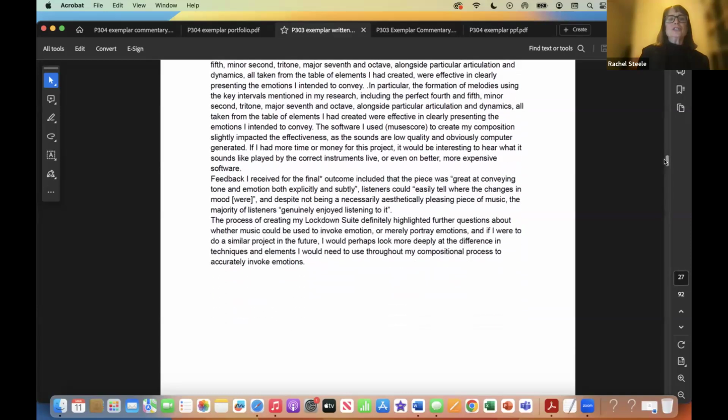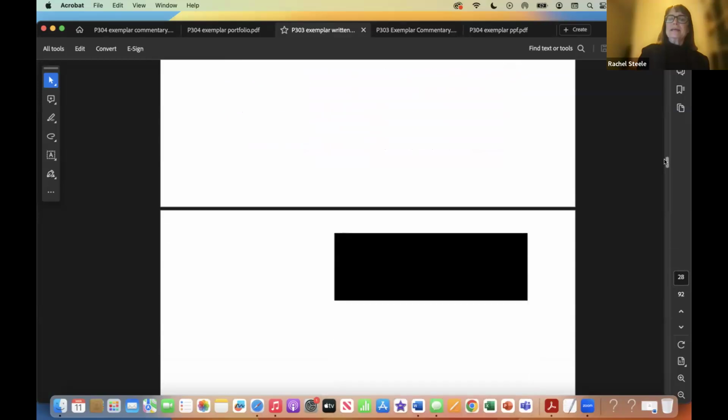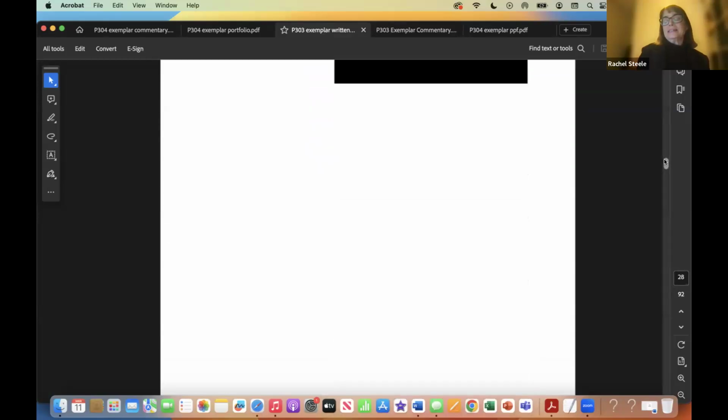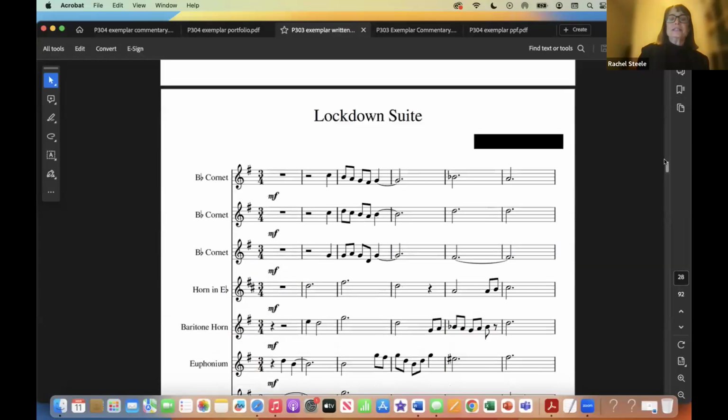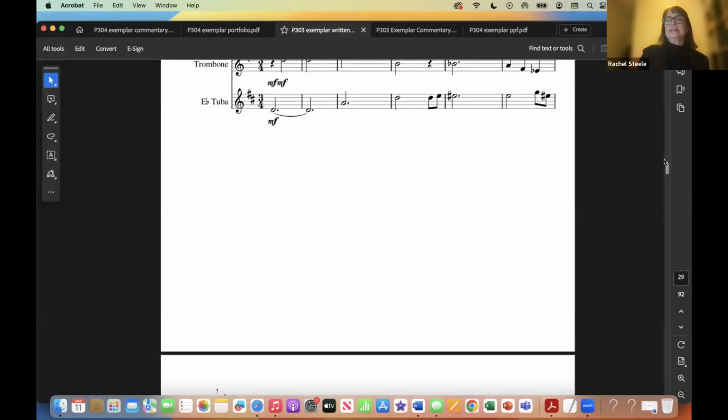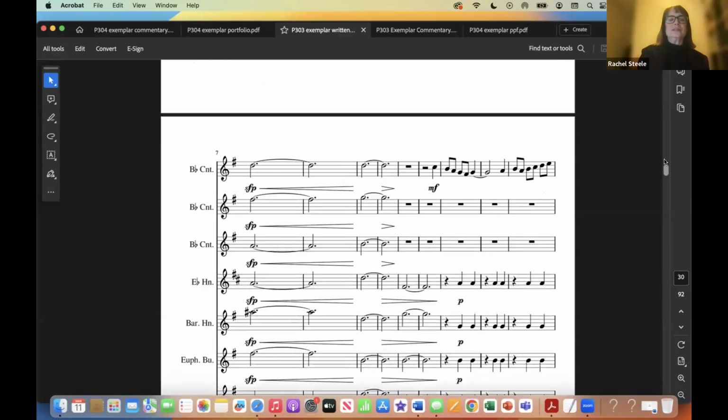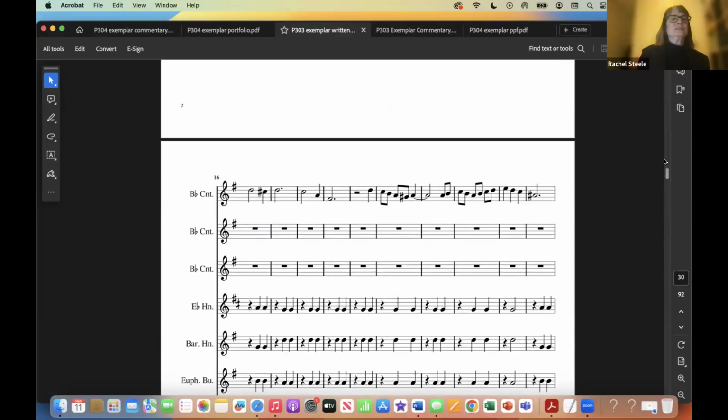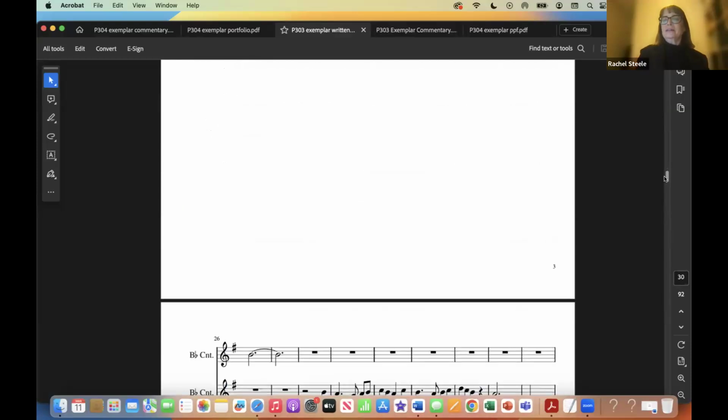We have a conclusion that really interrogates the success against the aims they initially set out to do. And there we see the lockdown suite for the 5 brass instruments, which I do say, have a little listen when you get a chance. So we'll now skip over to 304.